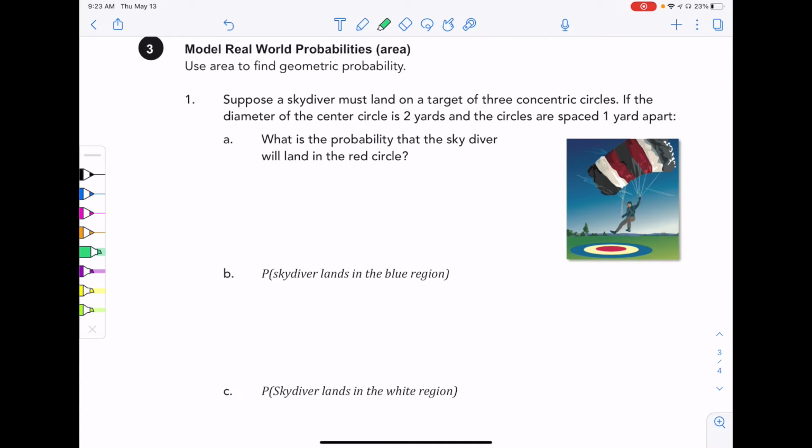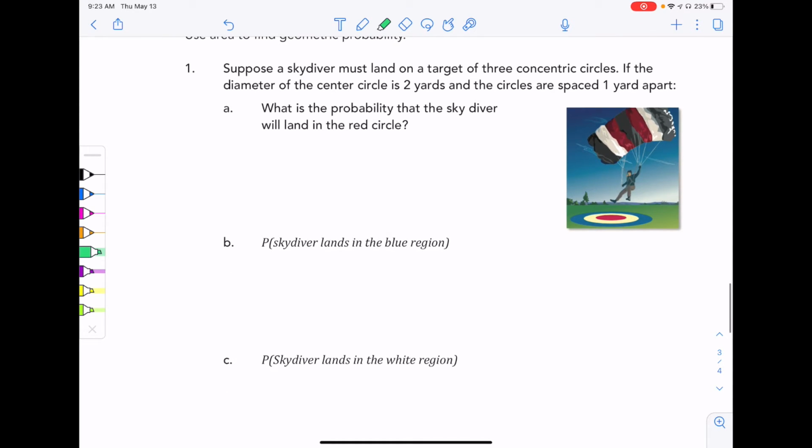So to model some real world problems, this first one here does require a list of different area formulas out on the side. But let's first analyze and sketch a diagram of what we're working with. So this says, suppose a skydiver must land on a target of 3 concentric circles. If the diameter of the center circle is 2 yards and the circles are spaced 1 yard apart, part A, what is the probability the skydiver will land in the red circle?